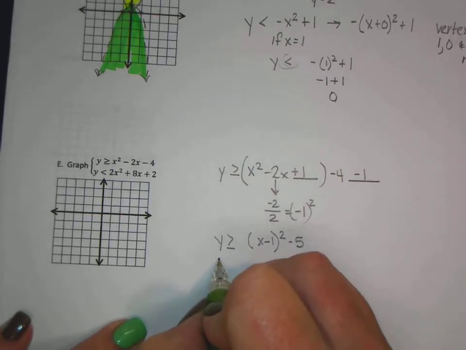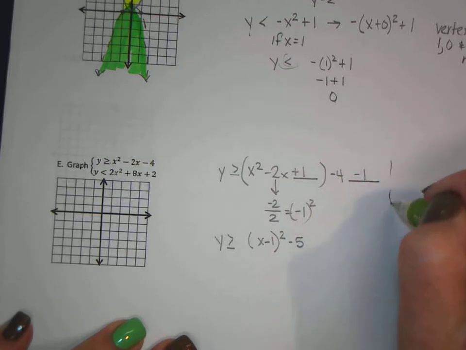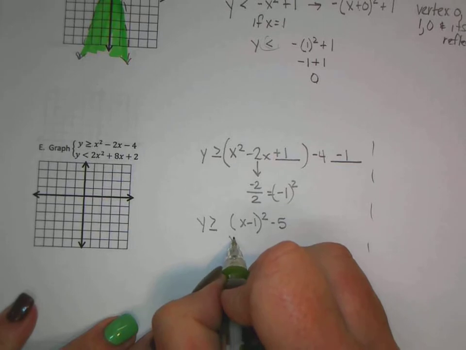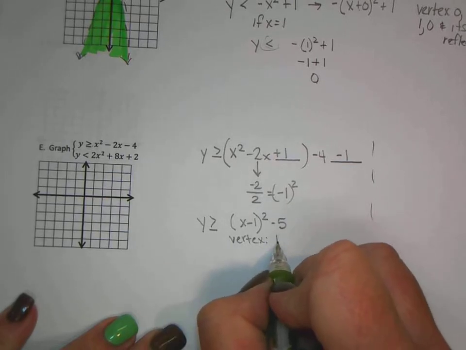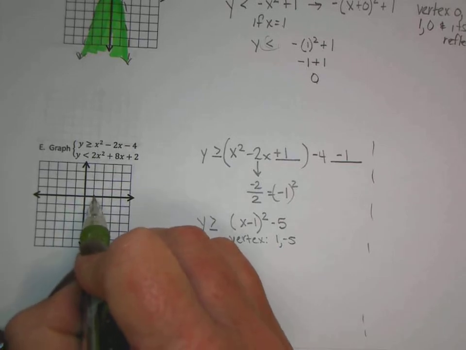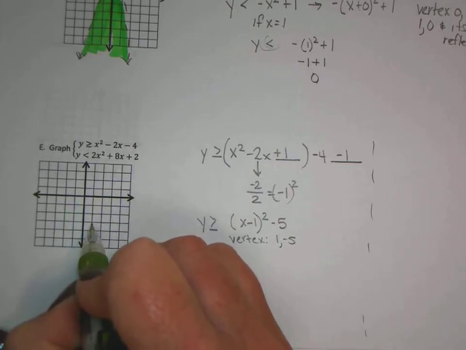That's your vertex form. And then because we have to do 2 of them, I'm kind of trying to leave a little space over there. So your vertex is 1, negative 5. So graph that. 1, negative 5. 1, 2, 3, 4, 5.